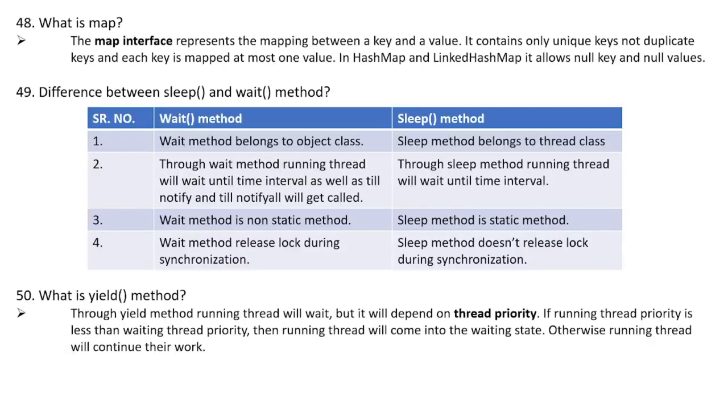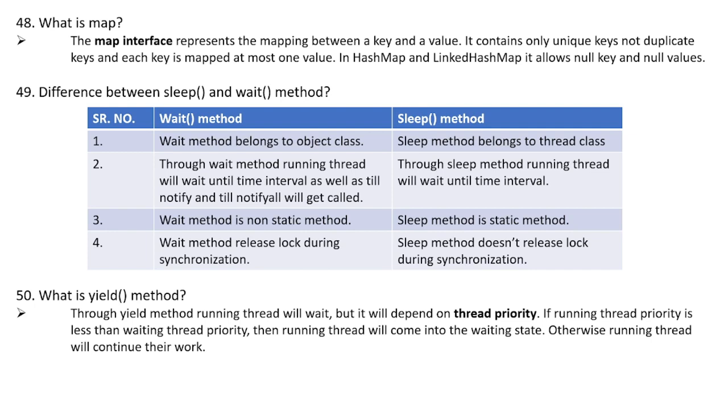48. What is map? The map interface represents the mapping between a key and a value. It contains only unique keys, not duplicate keys, and each key is mapped to at most one value. HashMap and LinkedHashMap allow null key and null values.